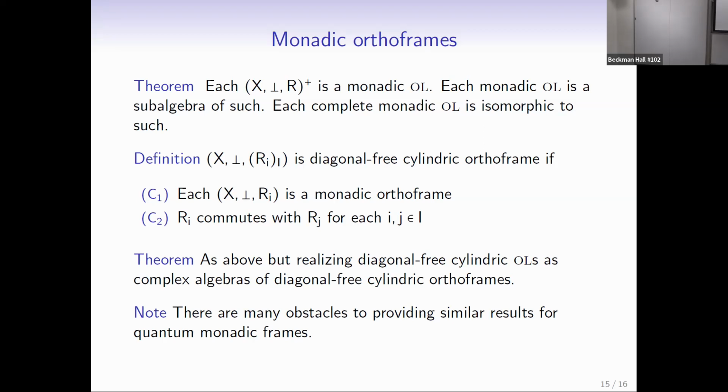Now, it would be nice to put quantum in these. There are many obstacles to providing similar results for quantum monadic frames. For example, it is not known whether every orthomodular lattice can be embedded into a complete orthomodular lattice. And so that's going to be an issue when you try to get these theorems, okay?